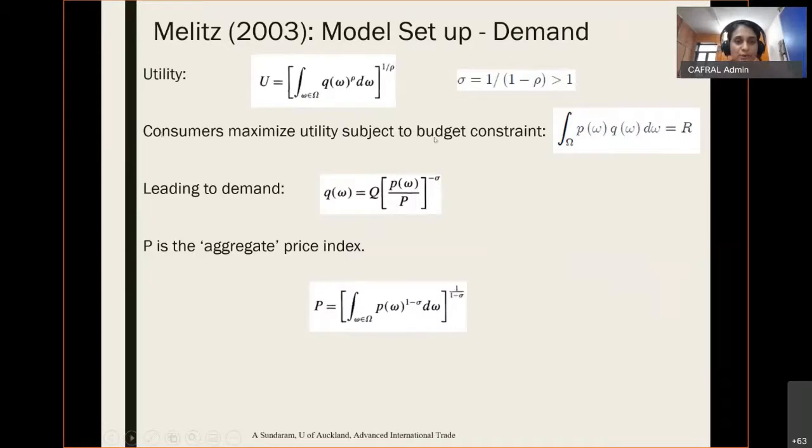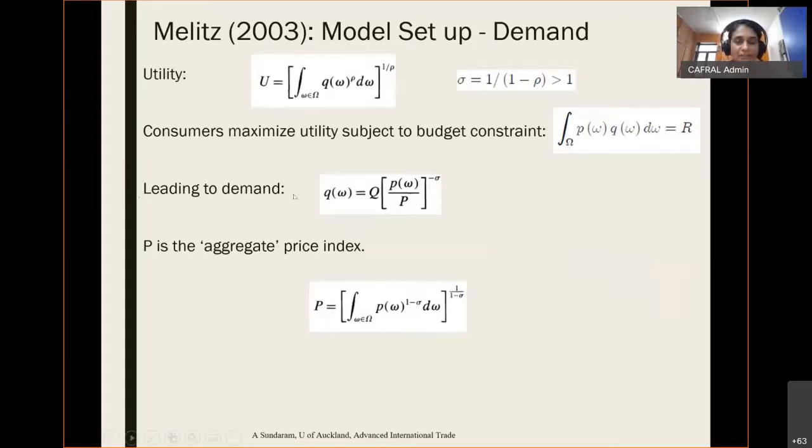Now, consumers are going to maximize utility subject to a budget constraint. The budget constraint looks the same, right? So it's price times quantity for each product variety and then summed over all the product varieties. That has to equal the budget. So you can think of R as just income or expenditure in the economy. Now, this is a standard utility maximization of a CES function subject to the budget constraint.